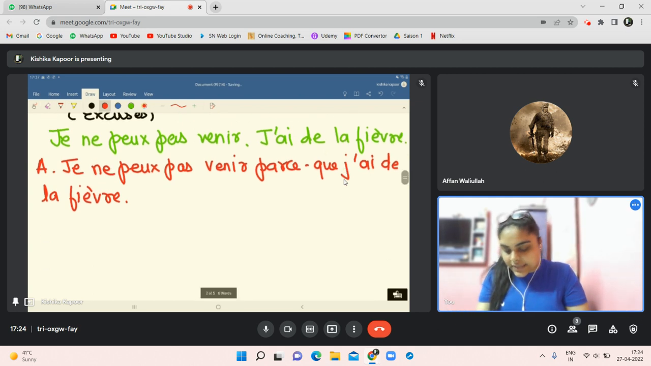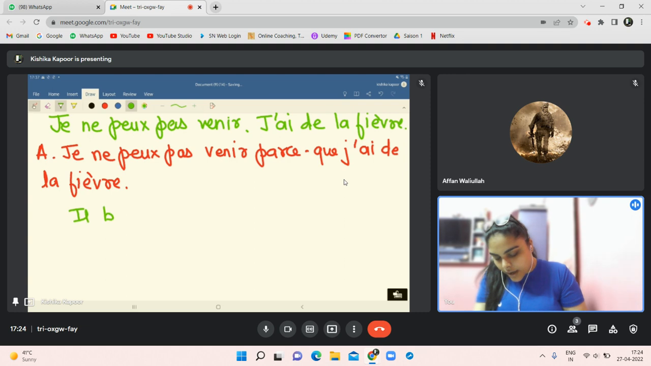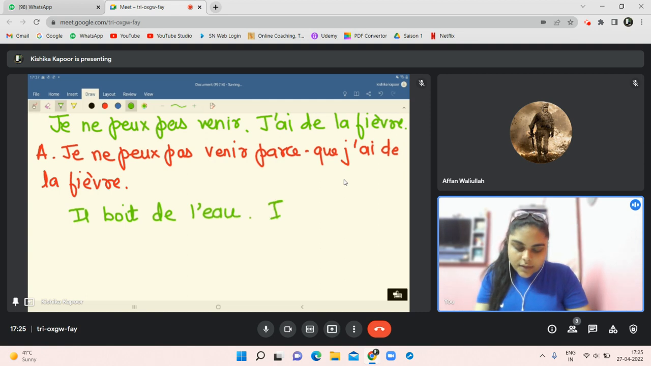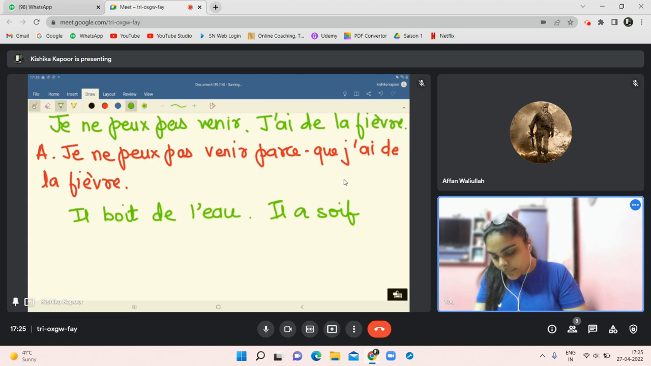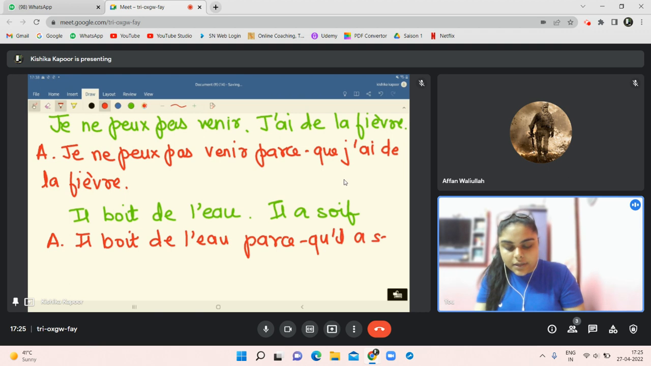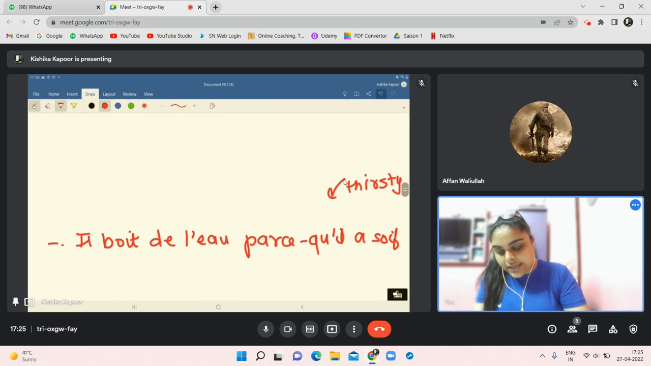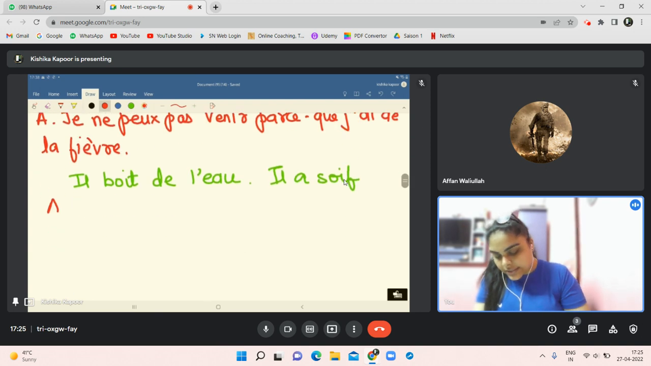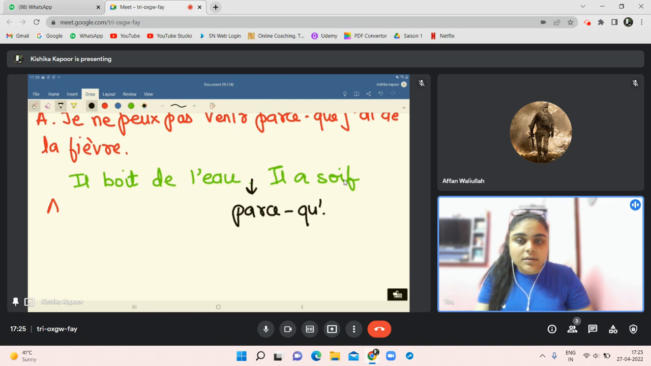For example, if someone said, il boit de l'eau. Okay, il a soif. So the answer will become il boit de l'eau parce qu'il a soif. He is drinking some water because he is thirsty. Like it's an explanation to it. So we can write parce que in between, because.